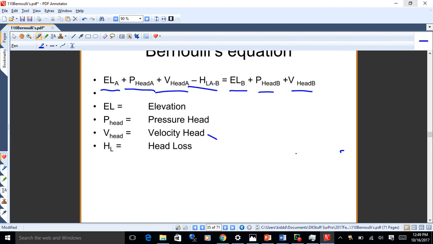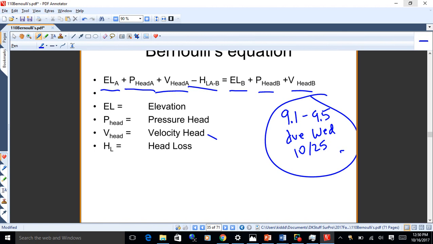So, what we'll have you do is 9.1 through 9.5. What should we do with this? I'll make it due not this Wednesday, but next Wednesday after the test, okay? That'll be the 25th. Those are velocity problems, okay?